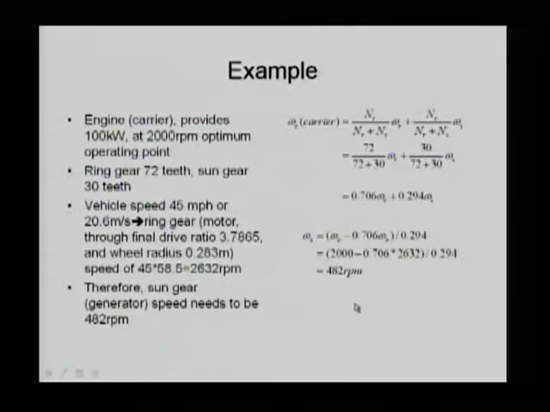So in other words, in this system, if the vehicle is operating at 40 miles per hour, and if we control the generator so that the generator is operating at 482 RPM, we can easily achieve the engine speed at 2000 RPM as we expected. And in this case, the engine will provide 100 kilowatts of power at its best fuel efficiency.